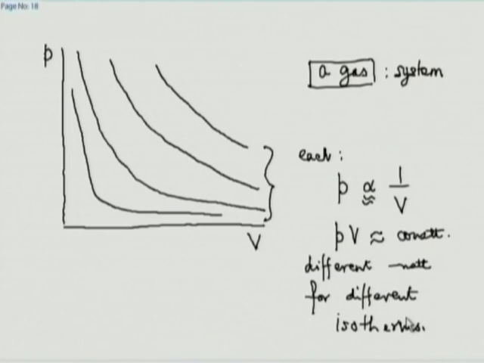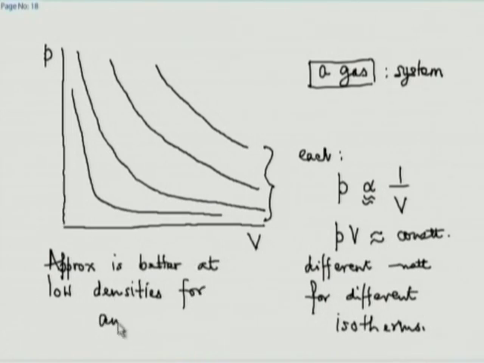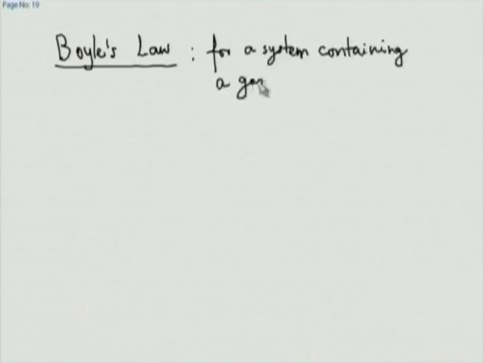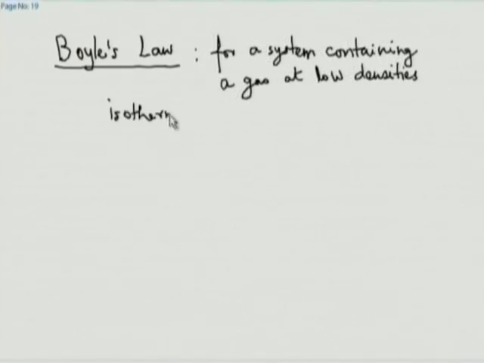Then exploring further, he realized that the approximation is better at low densities for any gas. And this he proposed as a law which we today know as Boyle's law. Boyle's law says that for a system containing a gas, at low densities, that means low pressures and high volumes, isotherms are represented by PV equals constant, and different constants for different isotherms.